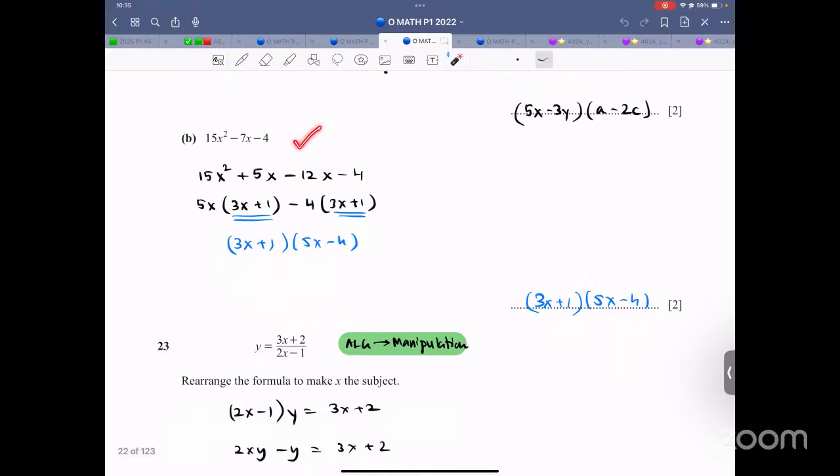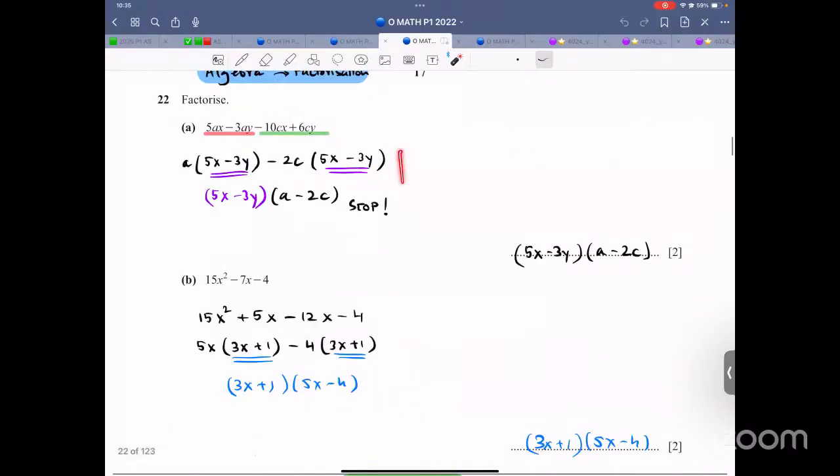This is middle term factorization. So 15 into 4, that is 60 with a negative sign. Break this up. So that is negative 12 plus 5x. Again, from this point onwards, this is the same thing as this.